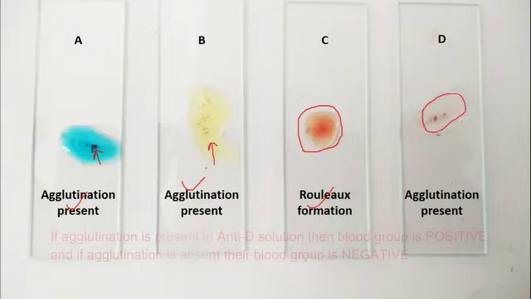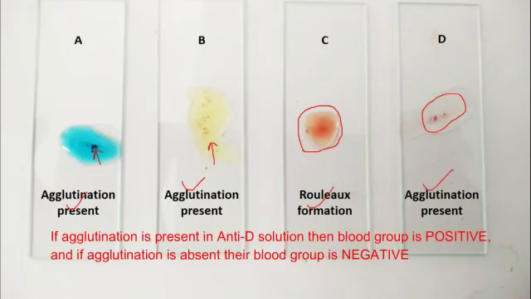And in this slide number C only, you will find the rouleau formation, meaning the property of RBCs sticking to each other just like a stack of coins. And this slide number C is a must during the practical of blood grouping to avoid false positive results. And in slide number D, there is also the presence of dust-like particles. That means agglutination is present.